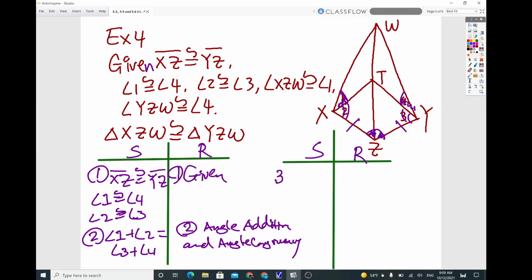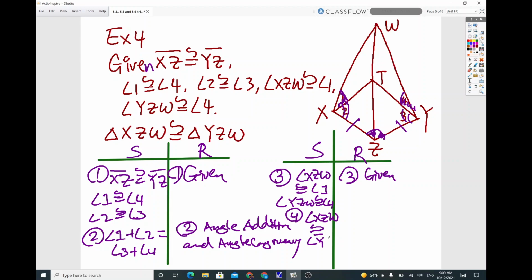And then the next one that you want to state here, since we do know that angle XZW, we can also just cite the given. Angle YZW is the same as angle 4, given. So therefore, that means angle XZW would be the same as angle YZW. And the reason for that would be the transitive property of equality.